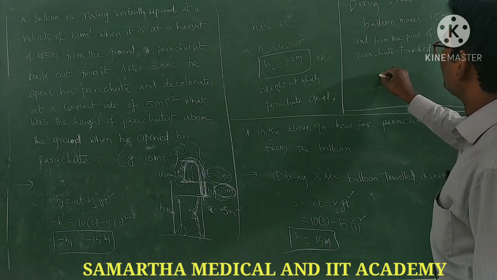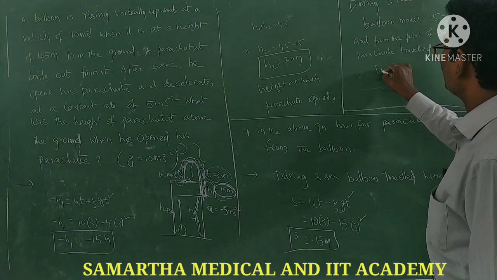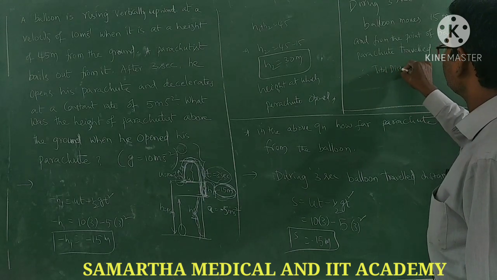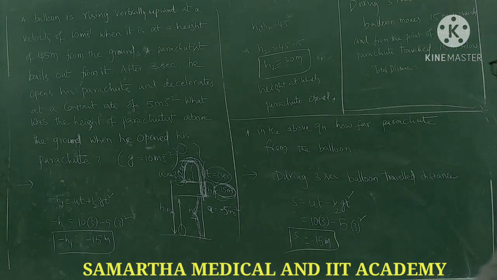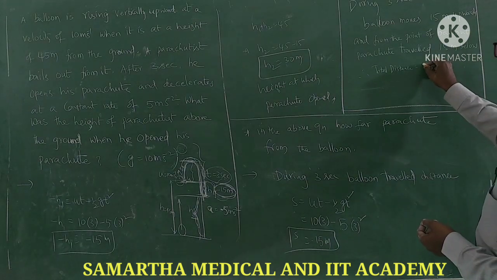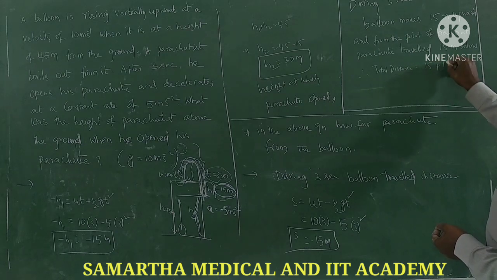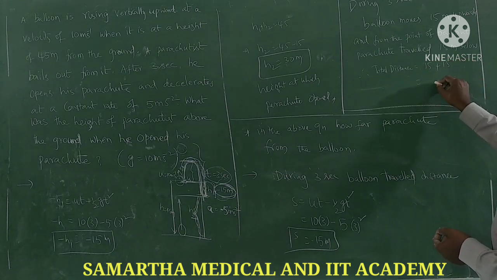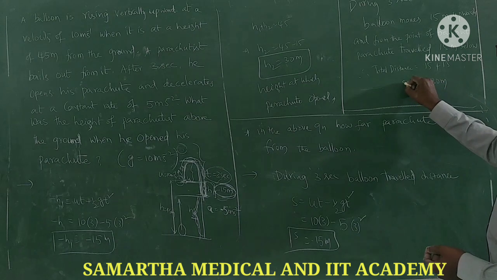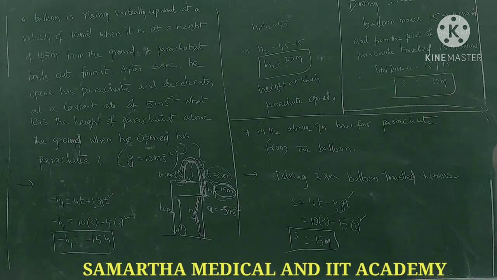Therefore, total distance covered is equal to the total distance between them, which is the balloon covered distance plus the parachute covered distance. So the balloon covered distance is 15 meter, the parachute covered distance is 15 meter. So 30 meter is the separation between balloon and parachute after 3 seconds. Okay, so that is the answer. Note down.